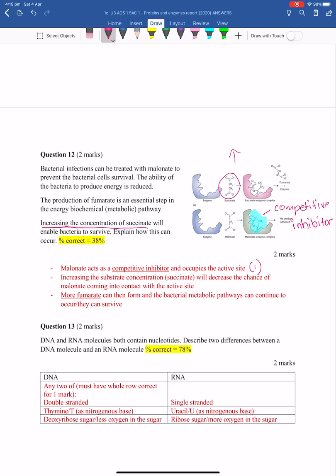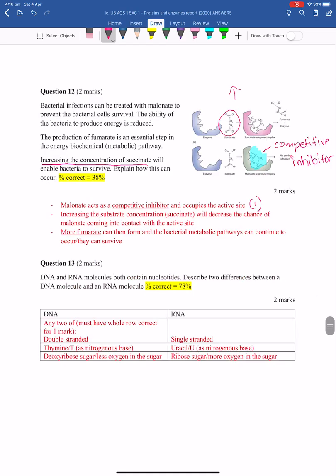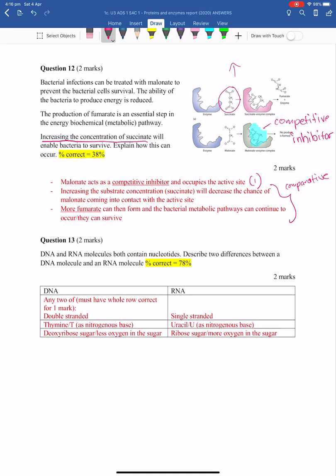And it needed to be something here, this statement here, needed to be a comparative statement. So you needed to say that there were more likely to be more collisions, or the succinate is more likely to come in contact with the active site. If that happens, then you're going to get more fumarate forming, and more fumarate means you can have more biochemical pathways or more energy, for the biochemical pathways. So it needed to have a comparative statement there.